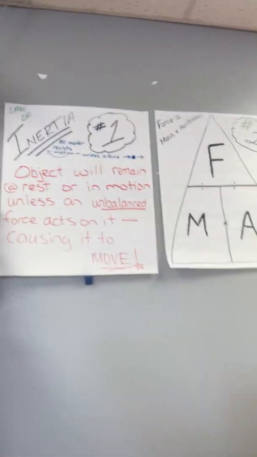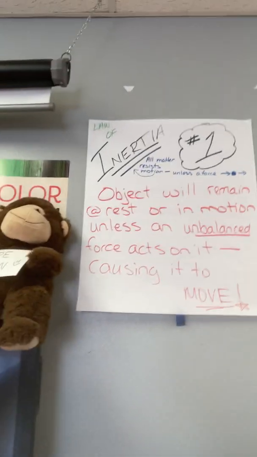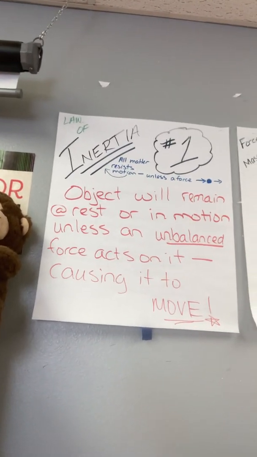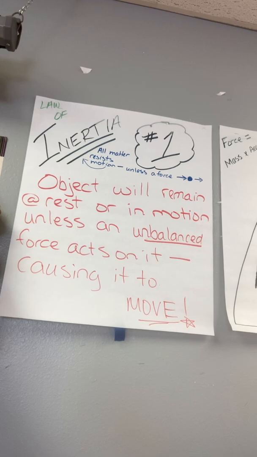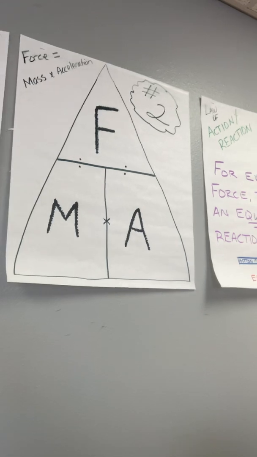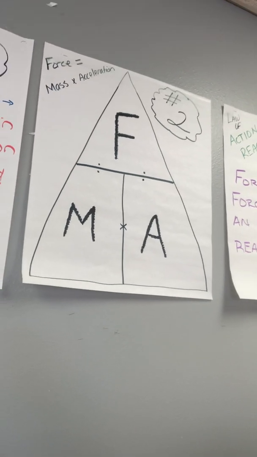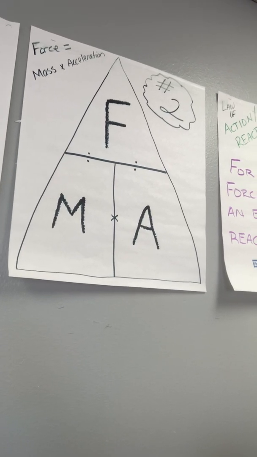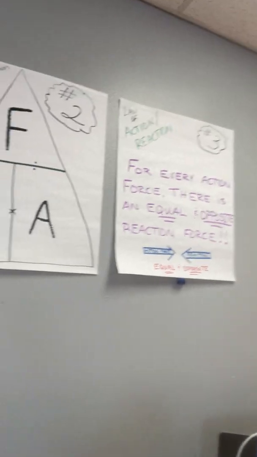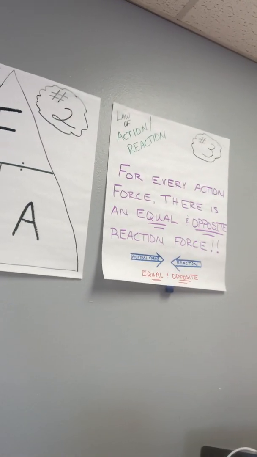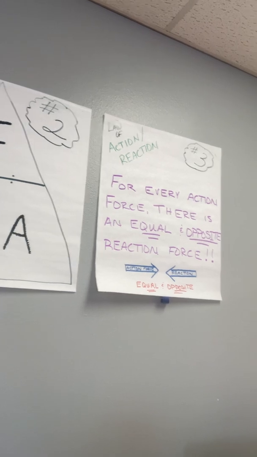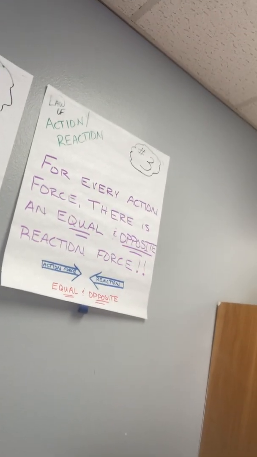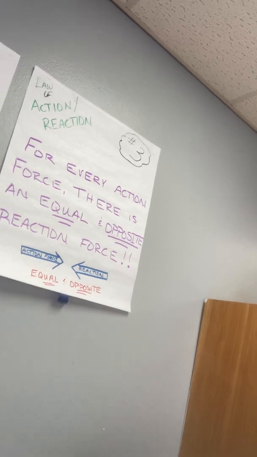Let's look real quick. I'm going to zoom up here to our Newton's laws. First law is inertia. The law of inertia: an object will remain at rest or in motion unless an unbalanced force acts on it, causing it to move. Then, of course, we have force equals mass times acceleration. Use your triangle, plug in the numbers, and then please use your calculator on these problems. Finally, you have what's called the rocket law, which is action-reaction. For every action force, there's an equal and opposite reaction force.